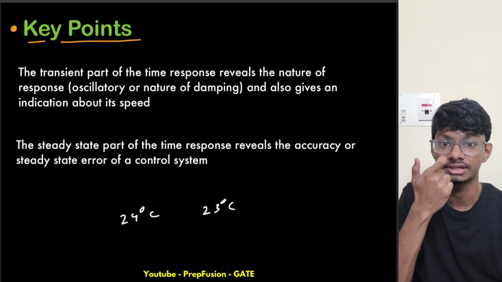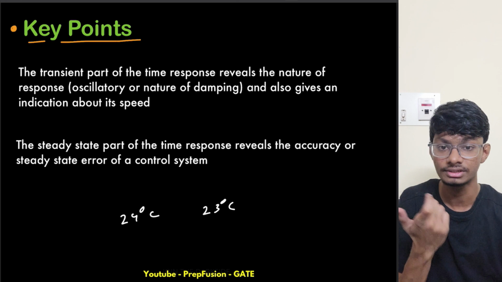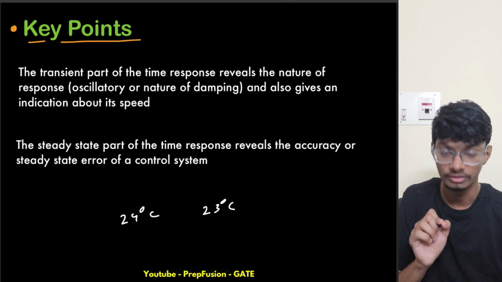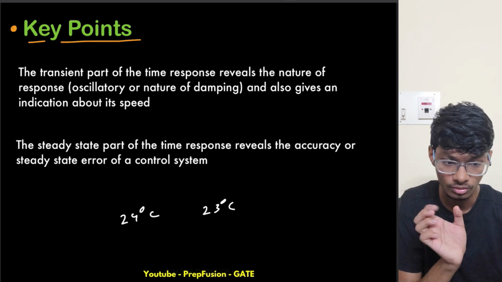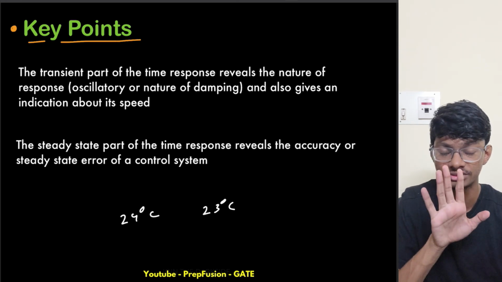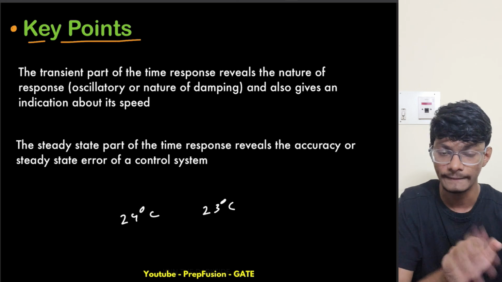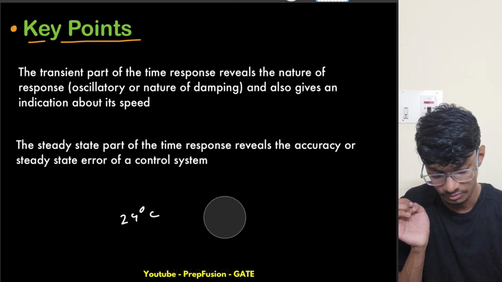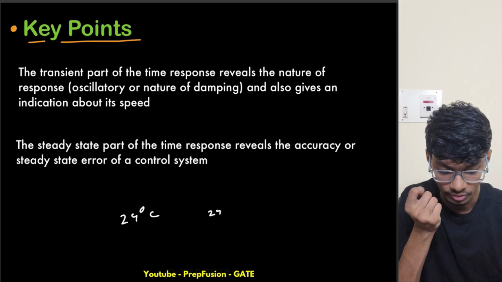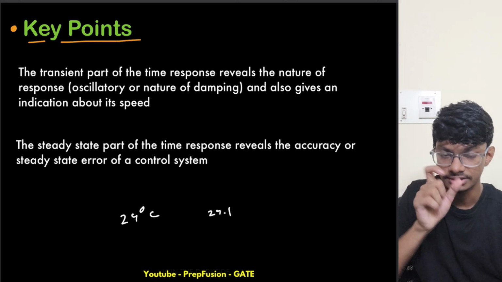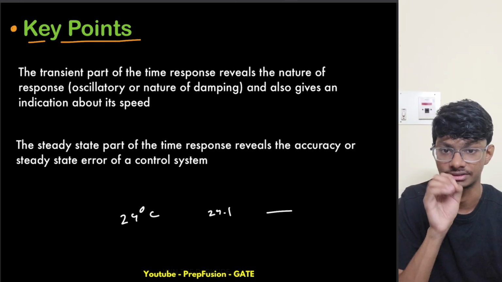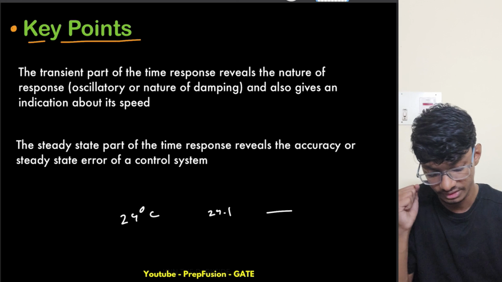Then again there is another error: the controller will say the room is now colder than required. So it will send a signal to stop the cold air and let the room heat a bit. Again my temperature will increase, let's say to 24.1. It will go on like that, oscillating around the steady state, but at some point it will reach the steady state, or it may so happen that it doesn't even reach the steady state.